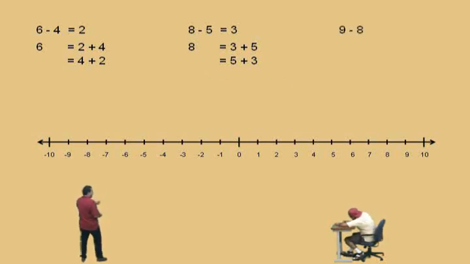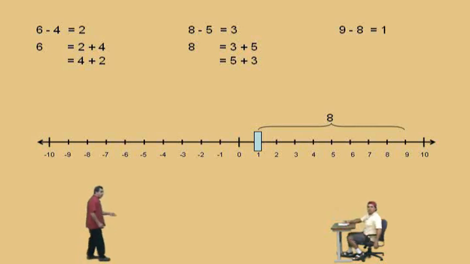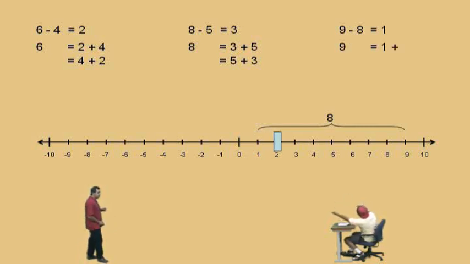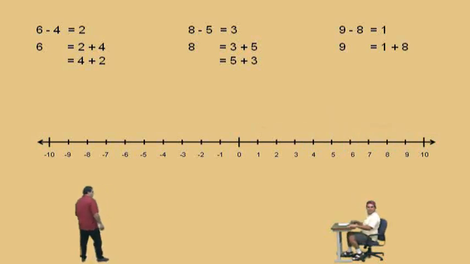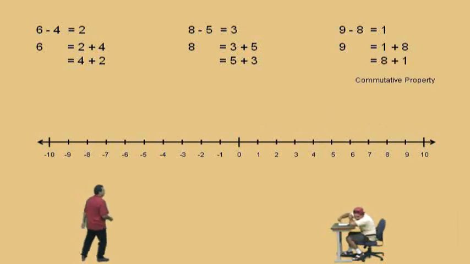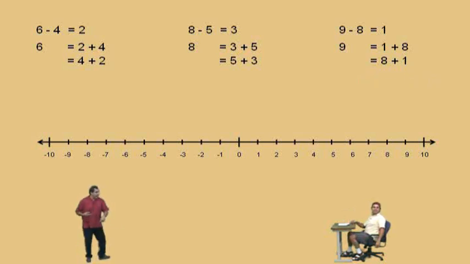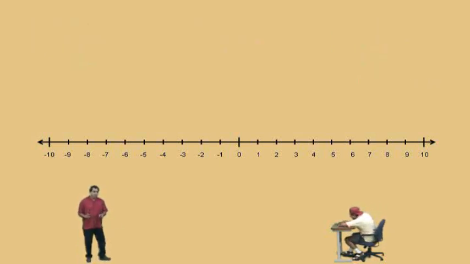What is 9 subtract 8? Now, don't get scared. What is 9 subtract 8, Charlie? 1. Okay, Charlie, what do I add to the 1 to get 9? 8. Very nice, Charlie. Now, by the commutative property, 1 plus 8 is the same as? 8 plus 1. Very nice, Charlie. Okay, now we're ready to get to the focus of this lecture, adding negative numbers.